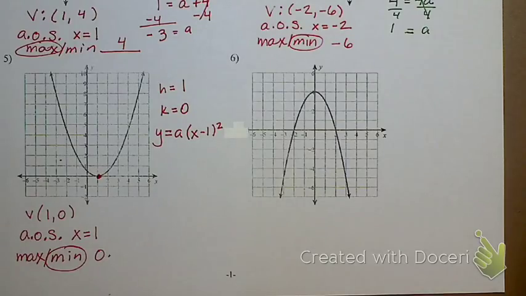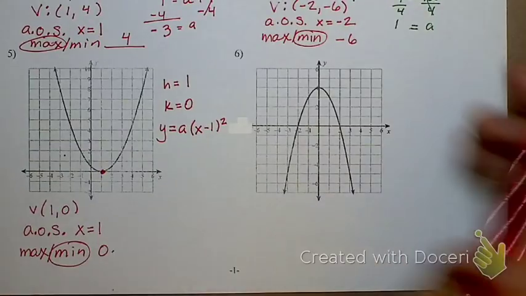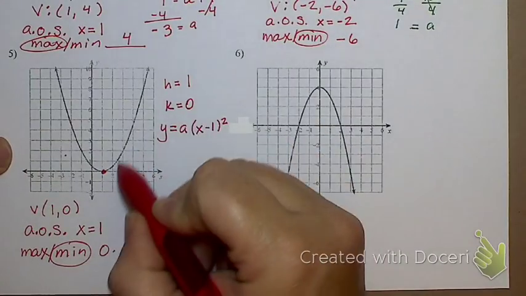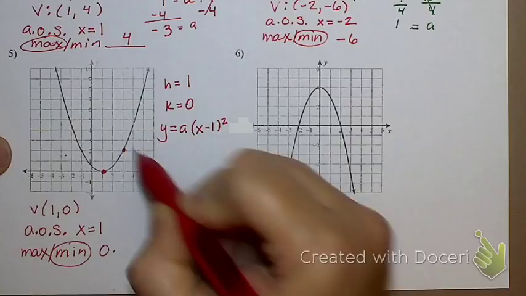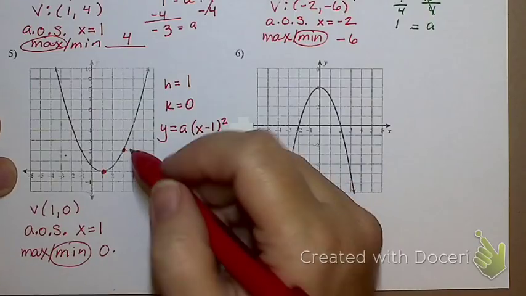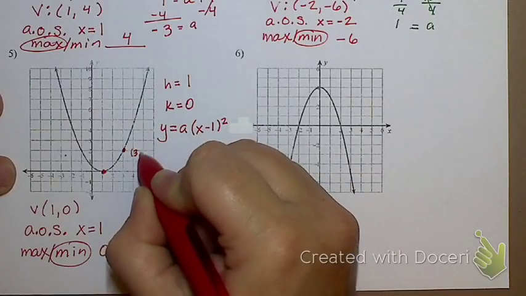Like you understand what you're doing. Okay, I need to find another point. I see a point right there. I think I'm going to use that one. Because I found one, I'm going to use it. That's the point (3, 2).